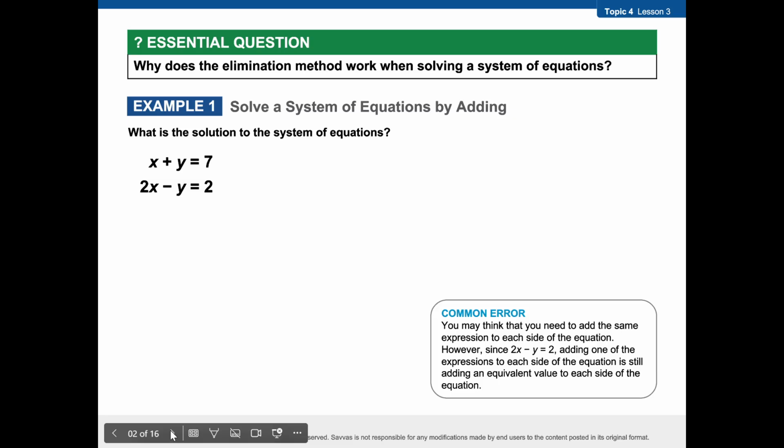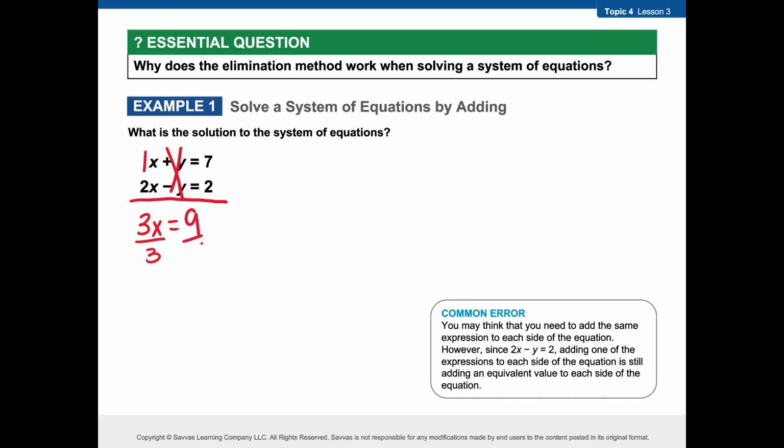In order to eliminate, you need a positive and a negative of the exact same variable. So here, positive y, negative y cancels out. You also want to make sure that the equations are written in standard form. We can always put a 1 here in front of the x. So 1x and 2x makes 3x. 7 added to 2 makes 9.